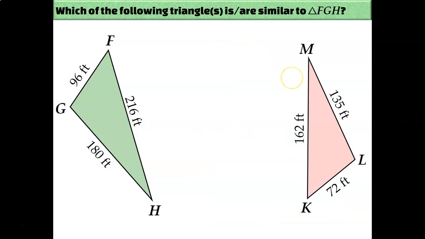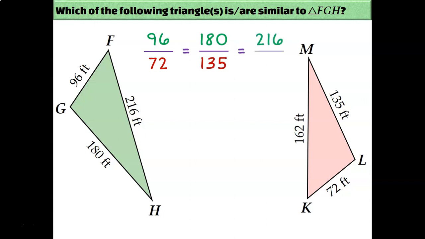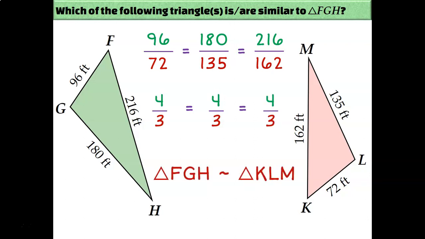And finally, let's compare triangle FGH to triangle KLM. Small side over small side equals medium side over medium side, which is equal to large side over large side. Let's reduce. I get 4/3 and 4/3 and 4/3. So since all of these ratios reduce to the same number, these two triangles are similar. Again, make sure that you write your letters in a corresponding order.